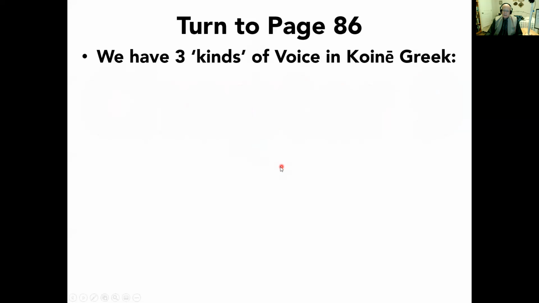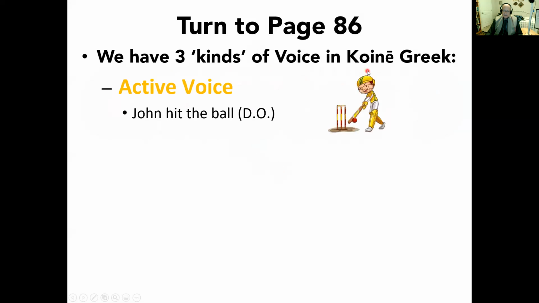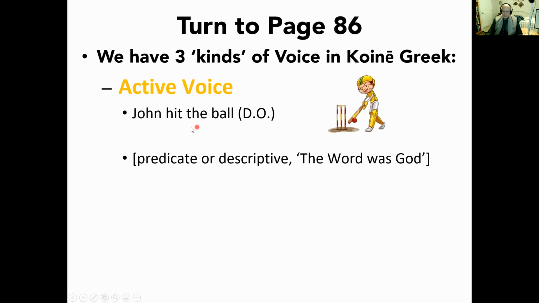So we're looking at chapter 9 in the textbook, and you remember we have 3 kinds of voice in Koine Greek, in the Greek of the New Testament. We have the active voice. John bats the ball. Ball is the direct object. John is actively, he is the subject. John is doing the action. He initiates the action. John hits the ball.